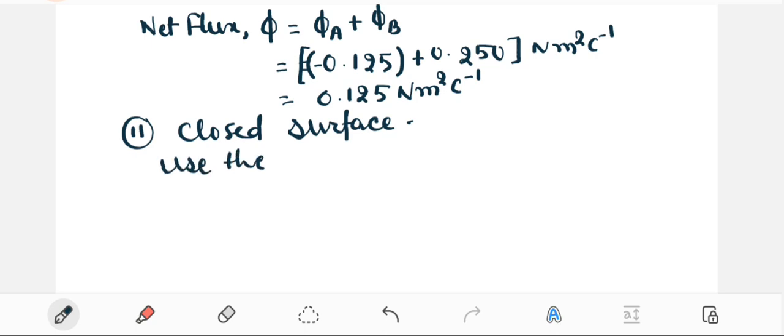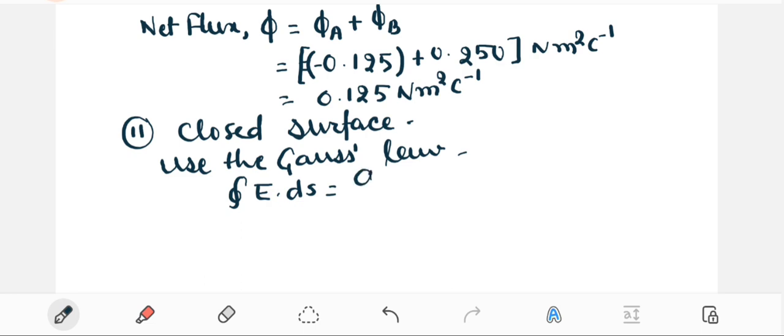Gauss's law. Gauss's law has been discussed in a video; you can check it on the channel, and the link will be provided in the pinned comment. Now here Gauss's law says that the net electric flux, that is E dot dS, is equal to 1 upon epsilon naught times the charge linked to it.